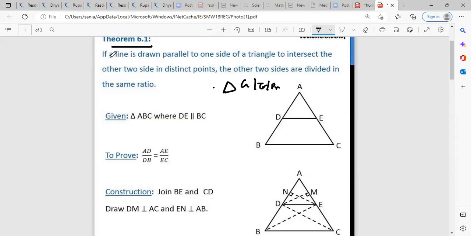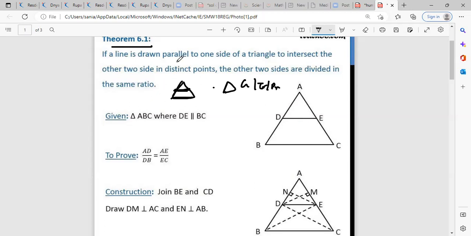The first theorem is, if a line is drawn parallel to one side of a triangle to intersect the other two sides in distinct points, the other two sides are divided in the same ratio. So first of all, what they are saying, you have a triangle, right? If a line is drawn parallel, so this is your third side, right? So what you did, you made a line parallel to your third side, and these are the points, D and E. So this is how you draw the diagram.